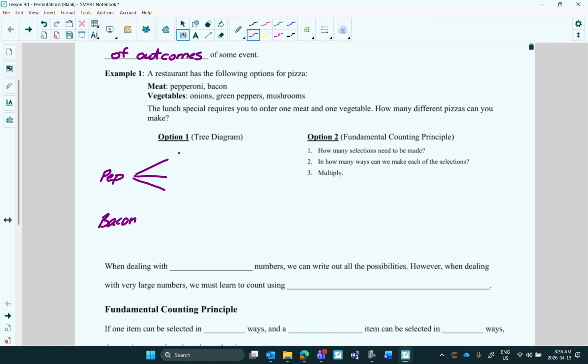3. Onions, green peppers, and mushrooms. If you decide to choose the bacon for the meat, again, there are 3 choices for the vegetables. Onions, green peppers, and mushrooms. So how many possible pizzas can you make? 6. There's 6 possibilities.